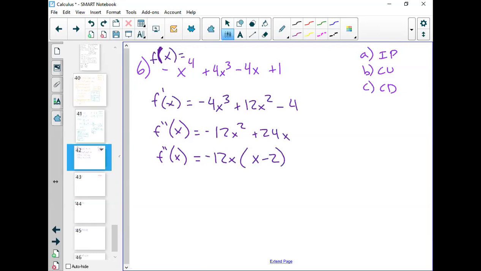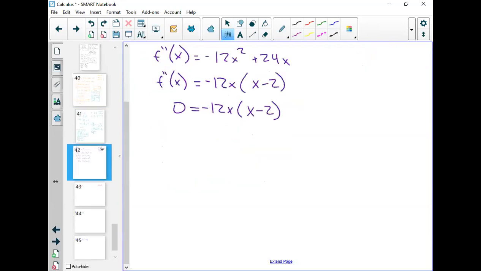Now we can set that equal to 0. 0 equals negative 12x, x minus 2. And therefore, x equals 0 or x equals 2. So for this one, we might end up with 2 inflection points.